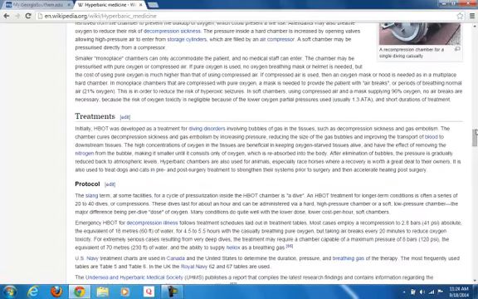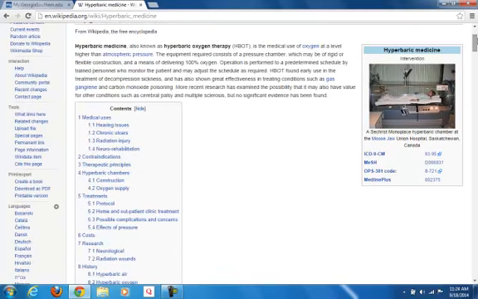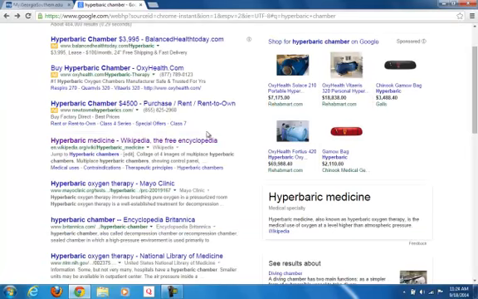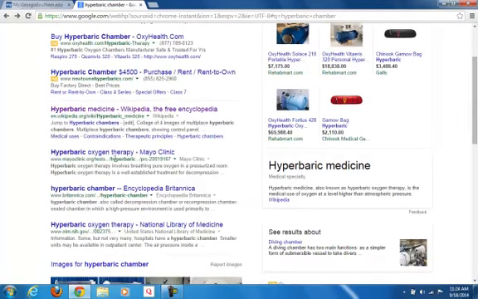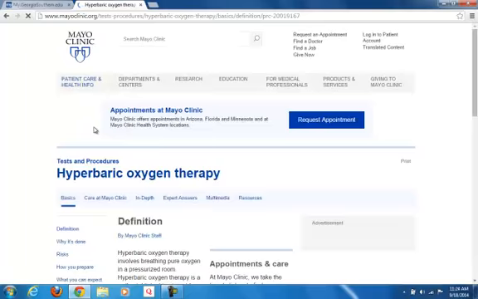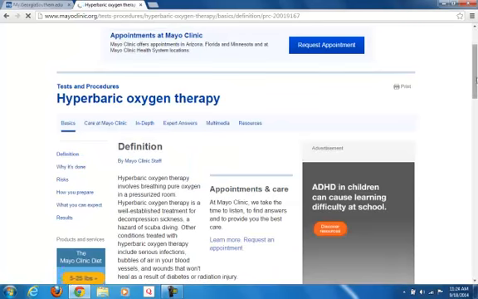Now that I've kind of got an idea of what hyperbaric chambers sort of are and what they might actually be used for, I'm going to go back to my search and see if I can find a better site, because Wikipedia is not the best. Here's the Mayo Clinic. I've heard of the Mayo Clinic, and I know that they're a good source. They know what they're talking about for the most part. So I'm going to pull them up and see what they have.